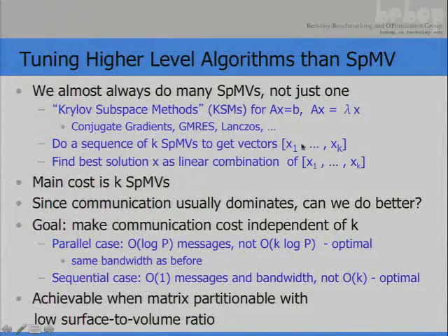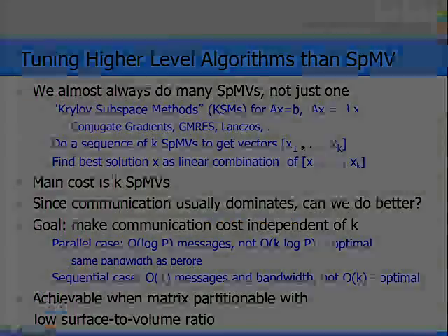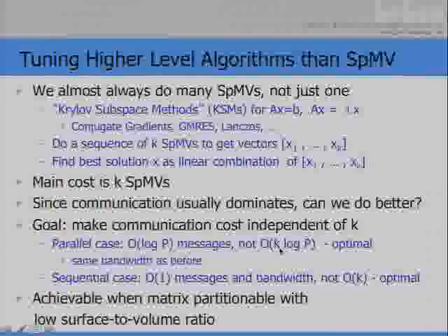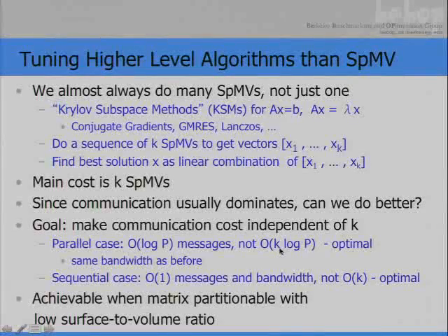So a dot product is a reduction. And if I have p processors, that's going to cost me log p messages. And if I do that k times, the total cost is going to be k log p in the traditional algorithm. So k sparse matrix vector multiplies and k dot products, that's going to be k log p messages. I want to do it in log p messages, independent of k. So we have to do some changing of the algorithm for that.